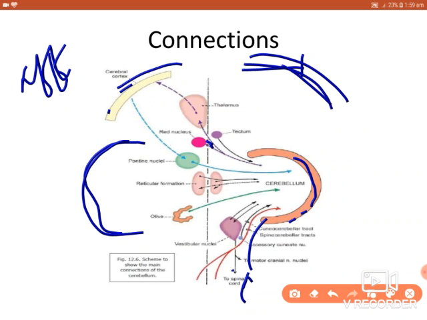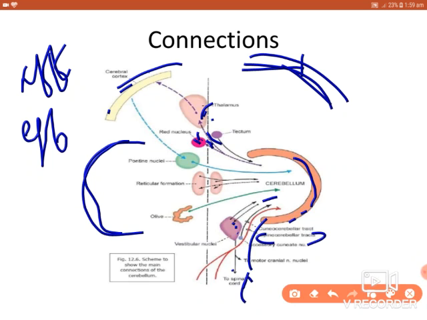Fibers leaving the cerebellum: here you can see these fibers are going from the cerebellum to the thalamus, red nucleus and also to the vestibular nuclei. These form the efferents. Here you can see the anterior and posterior spinocerebellar tracts.